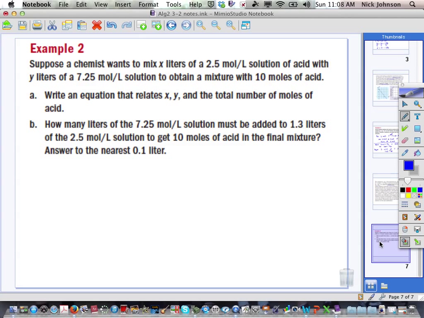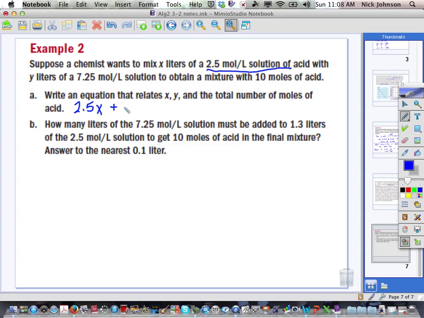So example 2. Suppose a chemist wants to mix x liters of 2.5 mole per liter solution of acid with y liters of 7.25 mole per liter solution to obtain a mixture with 10 moles of acid. So my equation is going to be, how many of the first solution do I have? Well, it's 2.5, and I don't know how much I need, so that's going to be my x. x is the amount of 2.5 mole per liter solution I need.